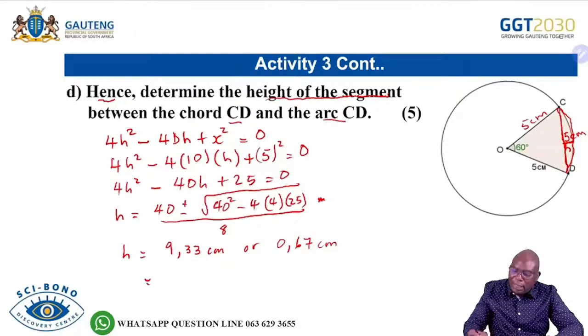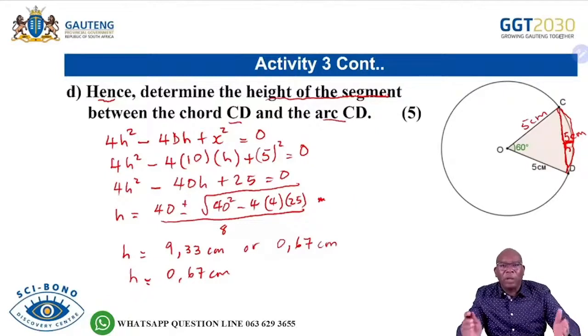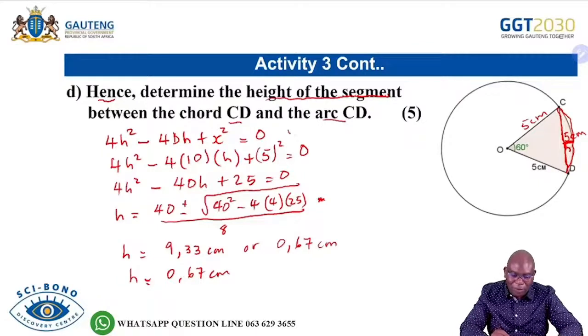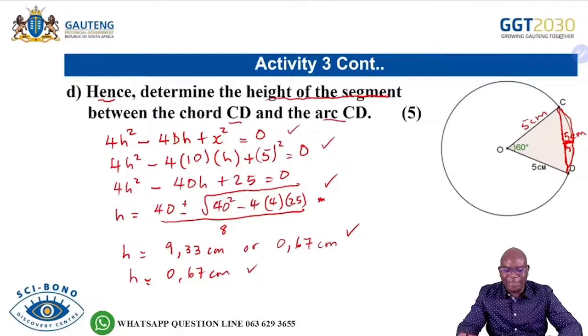But then I realized that this small height there cannot be 9. So it cannot be that. So the correct height of this is going to be 0,67 centimeters, because that's a very, very tiny space between your chord and your arc. So choosing the correct answer, you have a mark for the formula, a mark for substitution, a mark for writing that, and then the mark for this, and a mark for choosing the correct one. Okay. All right. Now, let's look at activity number 4.